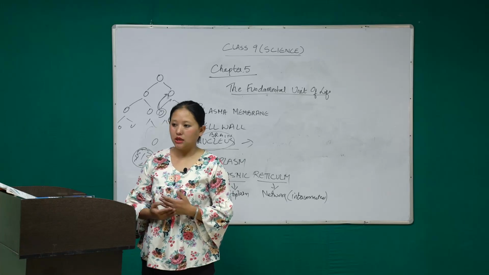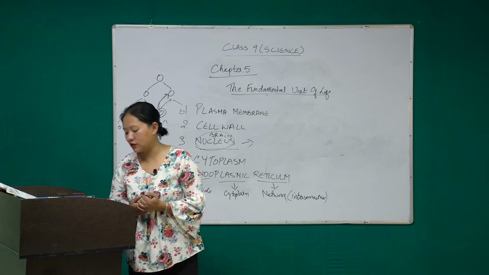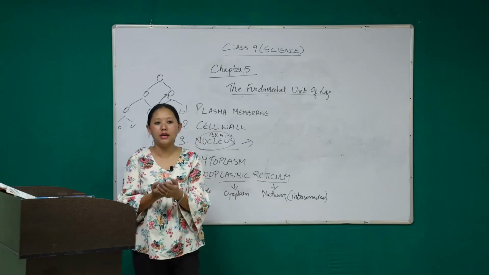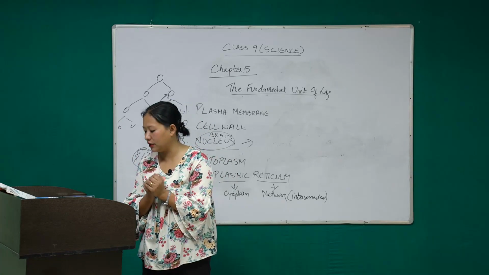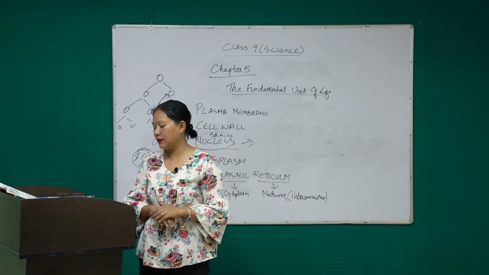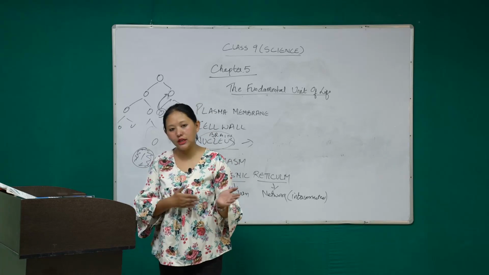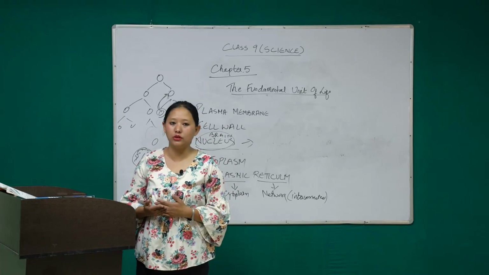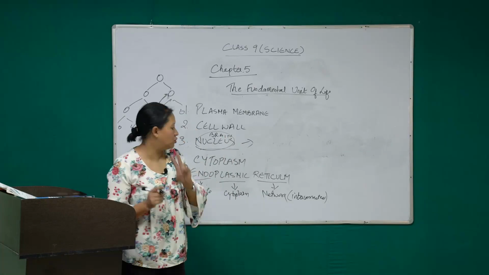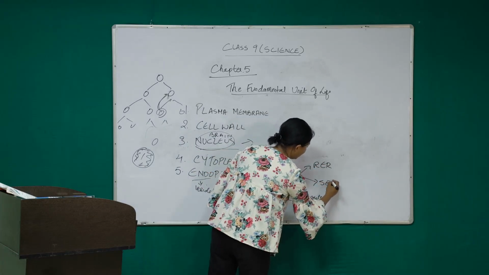That means this endoplasmic reticulum is a tube-like structure, and the tube-like structures are not single, but here network means interconnected, right? They are interconnected with each other. And this endoplasmic reticulum does not have a specific shape and size. That means they look different in different cells depending on what functions they are going to perform. Again, this endoplasmic reticulum is further divided into two types, that is rough endoplasmic reticulum and smooth endoplasmic reticulum.